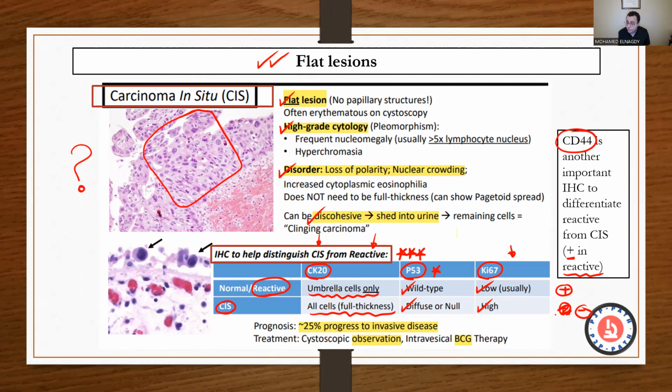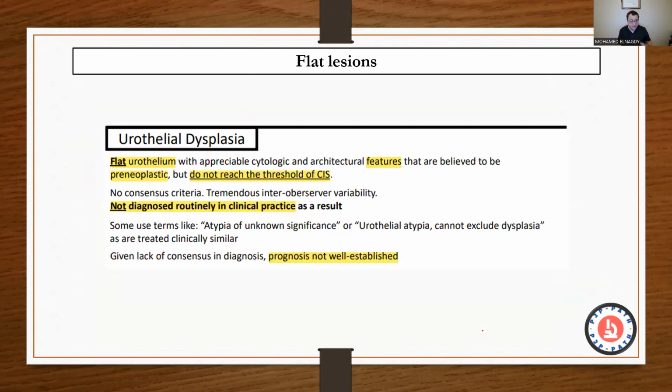If you confirm the diagnosis of carcinoma in situ, 25% might progress to invasive disease or invasive urothelial carcinoma. That's why we need to observe by cystoscopy, and we might inject BCG as a way of treatment. That's the only flat, non-invasive lesion in the bladder.